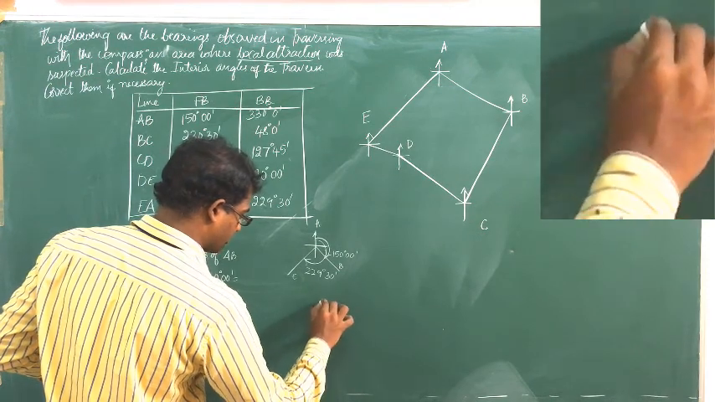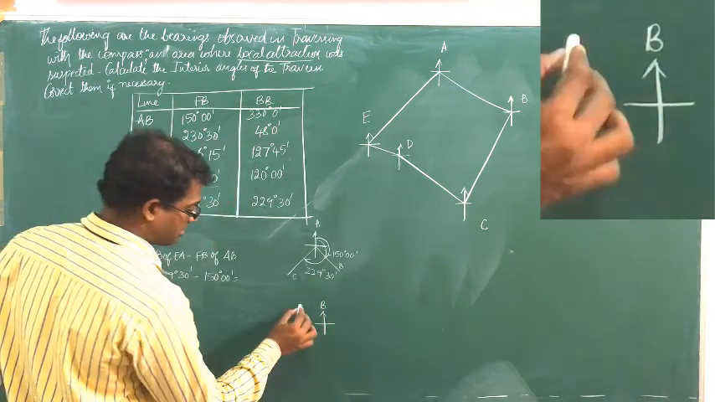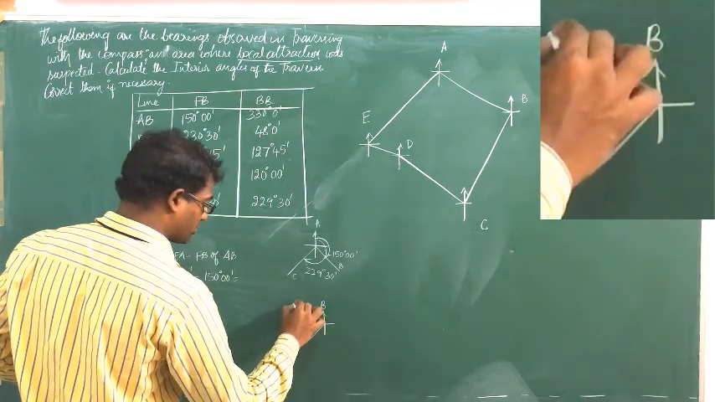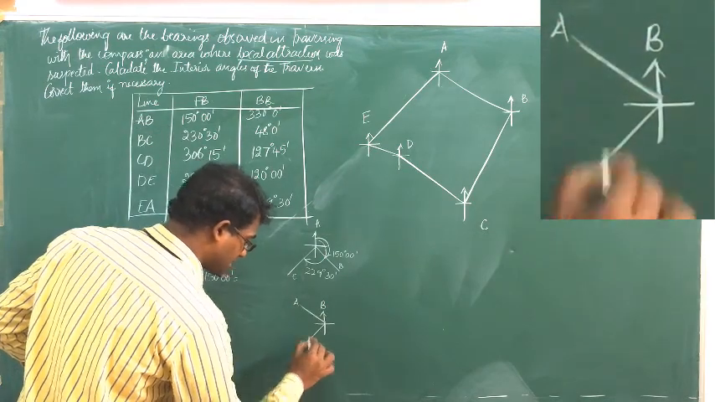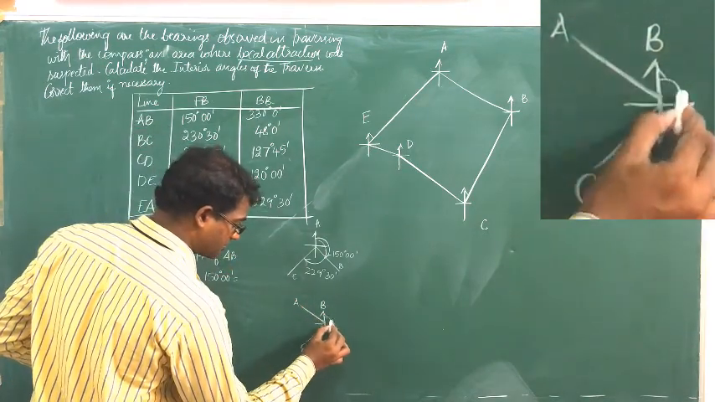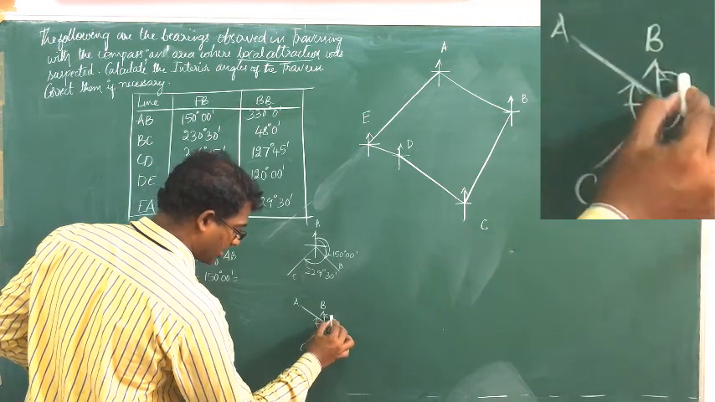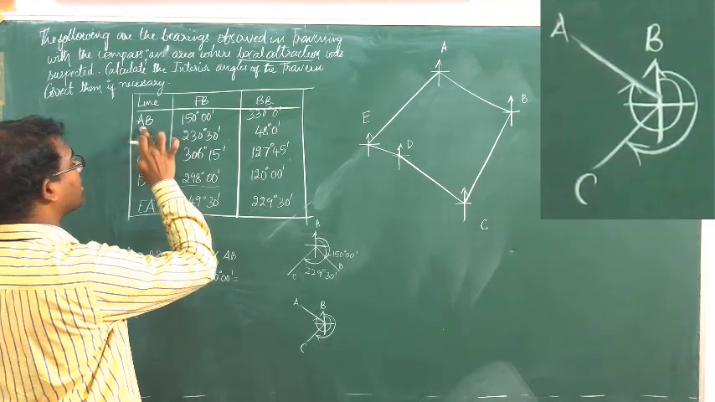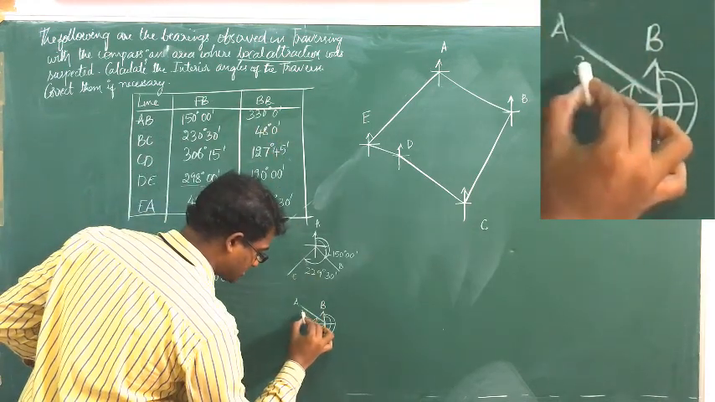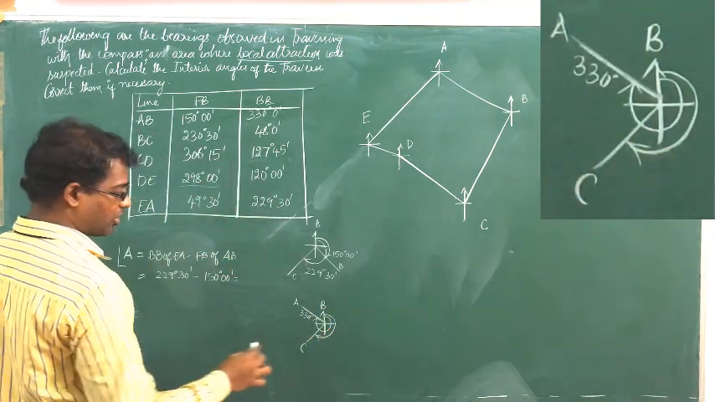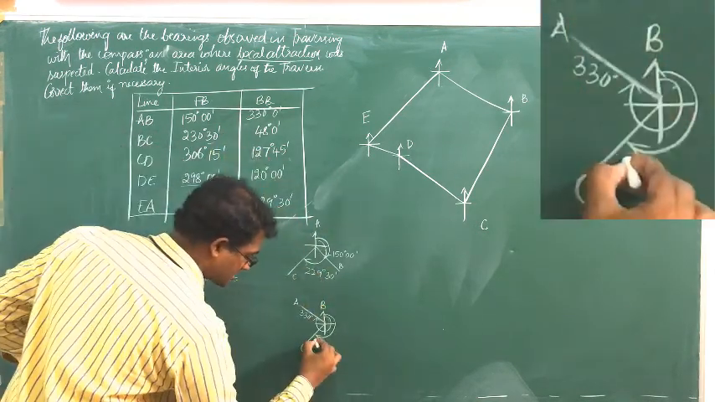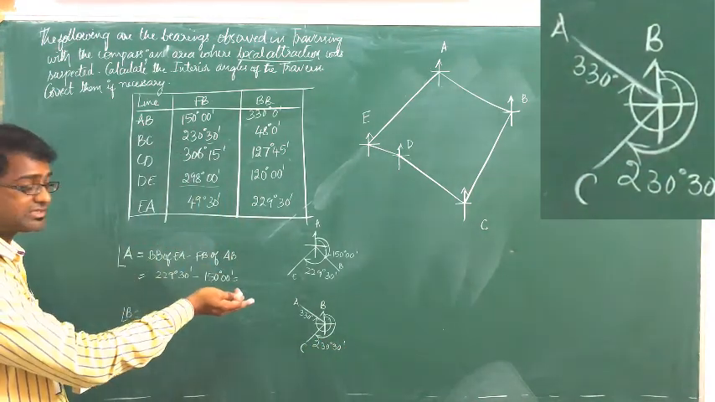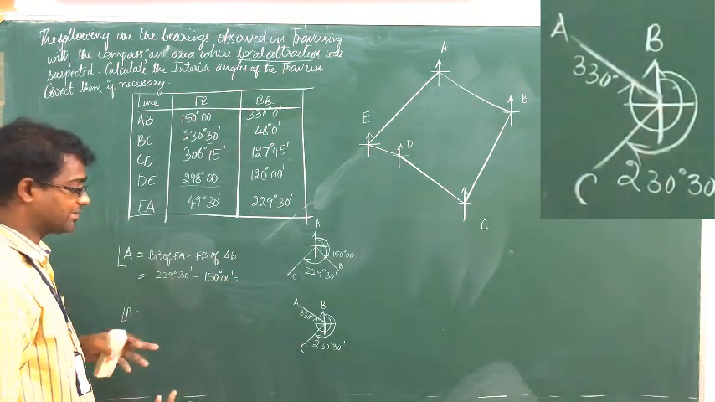Now take station B. From station B you have two lines. One line is going to A, another line is going to C. Now you know both these bearings. BA is 330 degrees. Now BC is 230 degrees 30 minutes. So from 330 degrees, if I remove 230 degrees 30 minutes, you will get angle B.